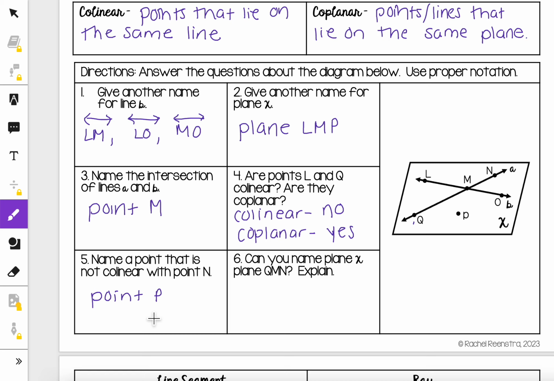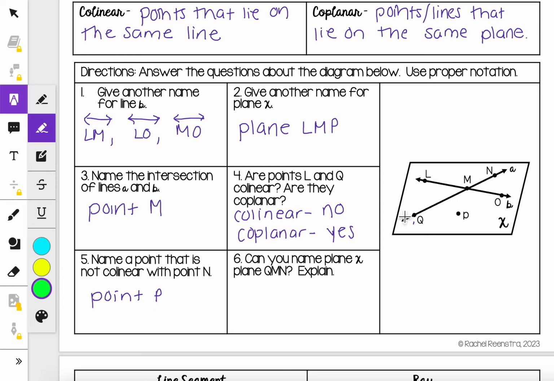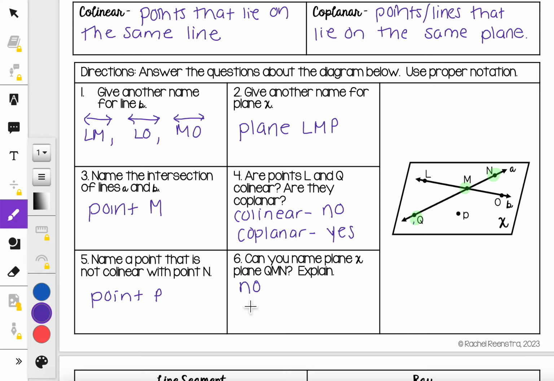And then number 6, can you name plane X, plane QMN? All right, in this case, the answer is no. We cannot name plane X, plane QMN, because those 3 points are colinear. Okay, and when we are using points to name a plane, they have to be non-colinear points.